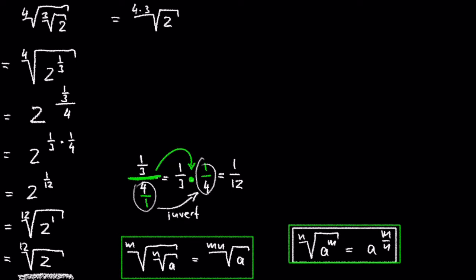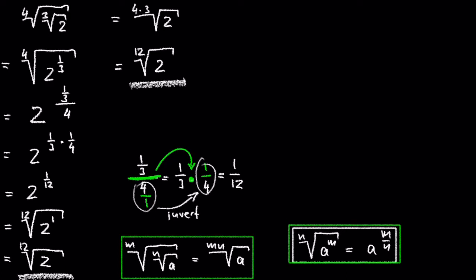Let's check if we get the same with our expression on the right side. 4 times 3 equals 12. So we get the 12th root of 2, which is exactly the same as our expression on the left side.